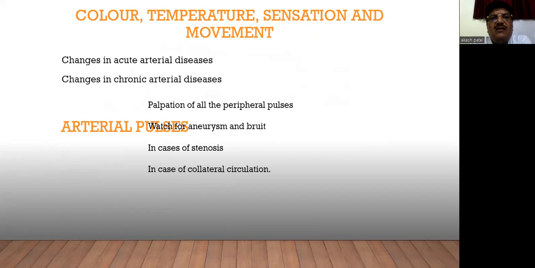There are certain changes in color, temperature, sensations, and movements of the limb, which will signify whether it's an acute arterial disease or chronic arterial disease. So, when you examine the patient clinically, you have to palpate all the peripheral pulses. All the peripheral pulses means even if the patient has disease in the leg, you have to examine carotids, brachial, radial, and of course, you will examine the abdominal aorta, femorals, popliteal, and dorsalis pedis, posterior tibial. And while you are doing that, you examine for aneurysm and bruit.